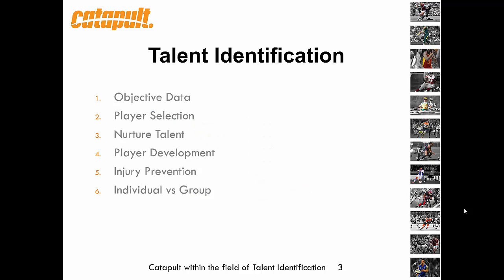So the points that I want to talk to you about talent identification are objective data, player selection, nurture talent, player development, injury prevention, and individual versus group. So these are different subjects which I chose, which I think are relevant to this point, and which are relevant to the day-to-day practices of each professional, and I think that people will relate to.